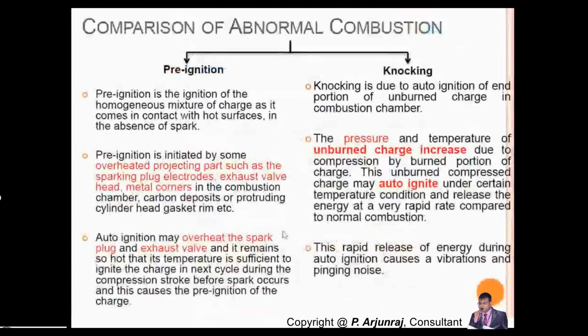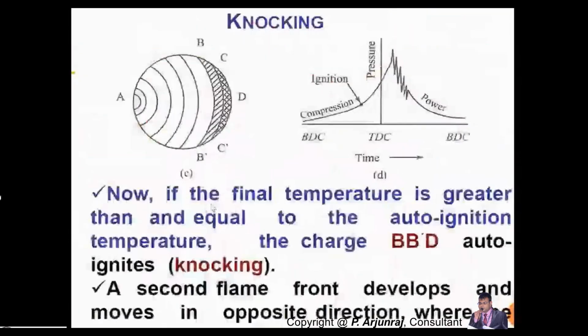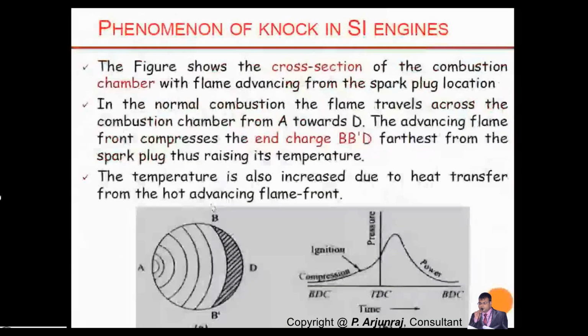So now I will explain about knocking and pre-ignition, and I will show you one video. After that, we will see the combustion in diesel engines. So the phenomenon of knock in SI engine. This is the normal combustion.